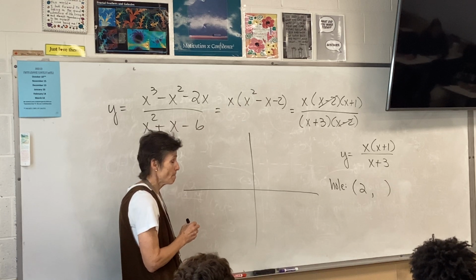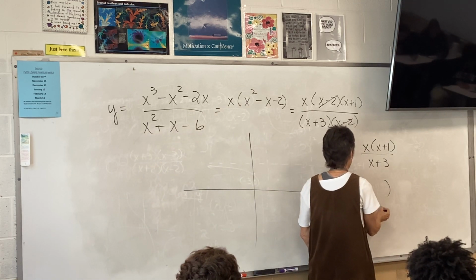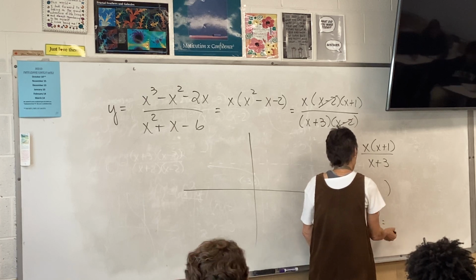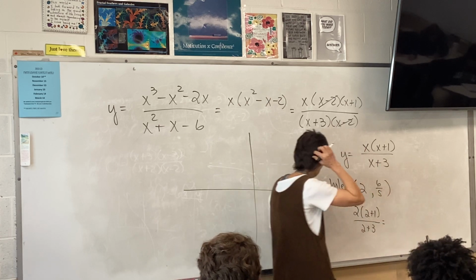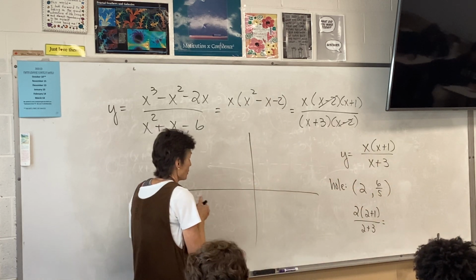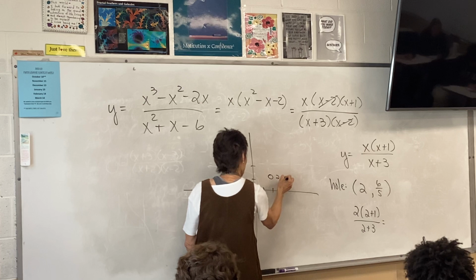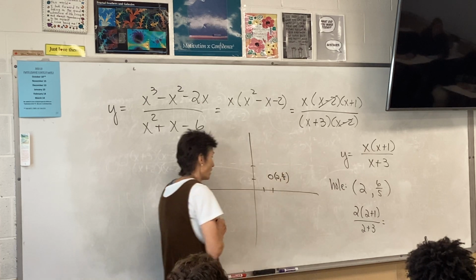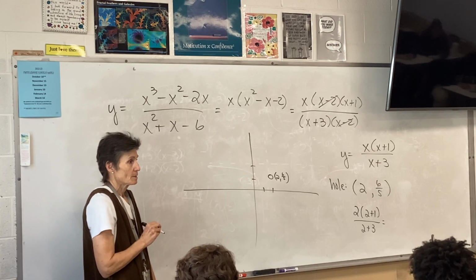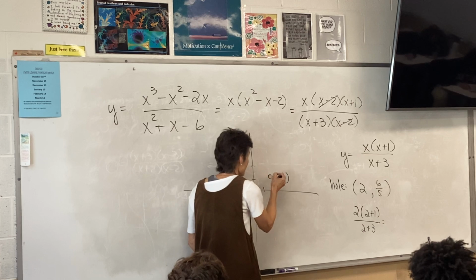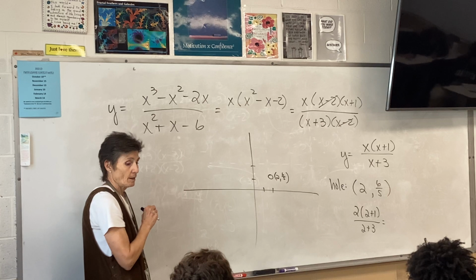How will I get the y? Plug it in. So I have 2 times 2 plus 1 over 2 plus 3. So what is that? 6 over 5? So I'm going to go ahead and plot that right now before I forget. So 2, 6 over 5 is my hole. Now the curve is going to go through that. So whatever shape I end up having, it's going to go through that point or skip over that point. Everybody with me so far?